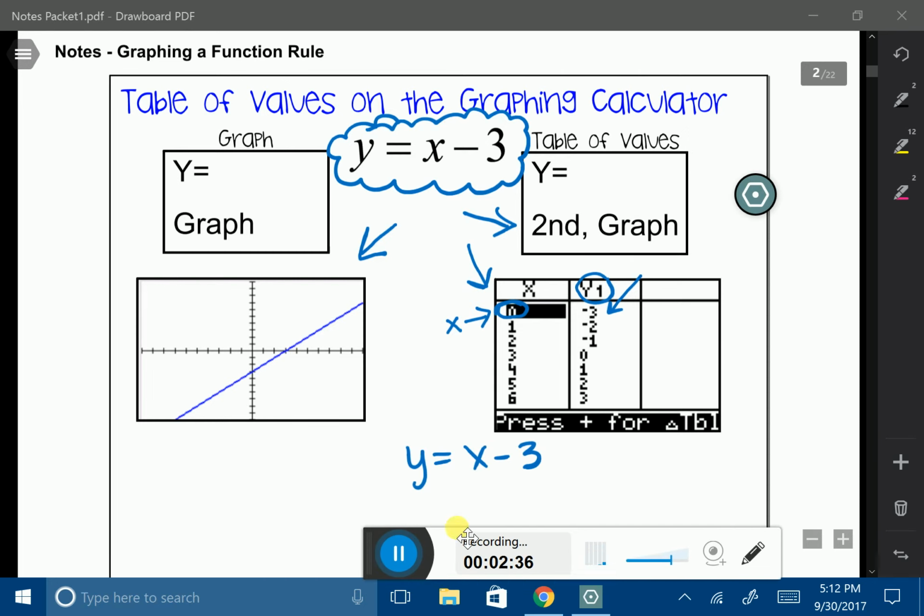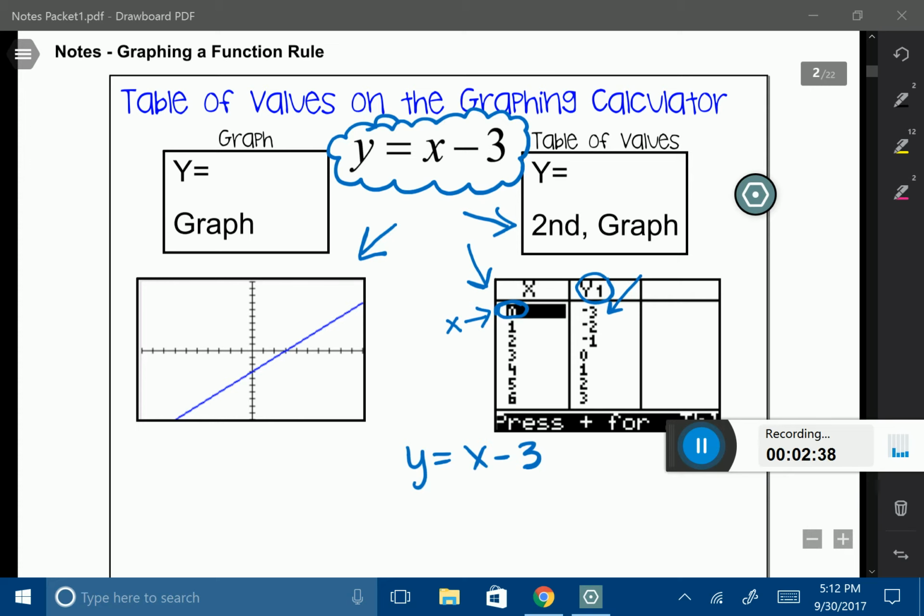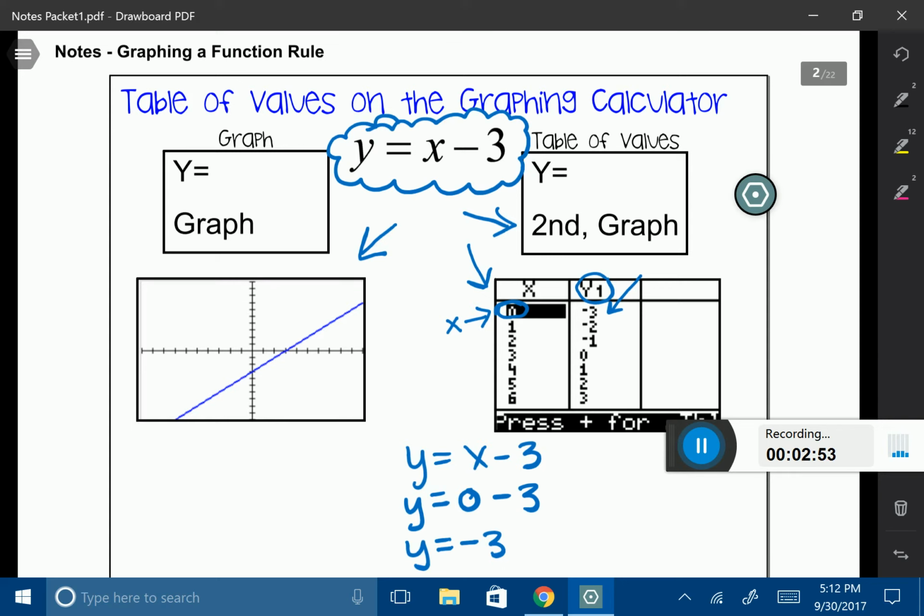So what it's saying is this. I'm going to substitute a 0 in for x. So y equals 0 minus 3. When I do that, you can see that my y value is going to equal negative 3. What this table of values does is it creates all of the x values that correspond with the proper y values according to this function rule.